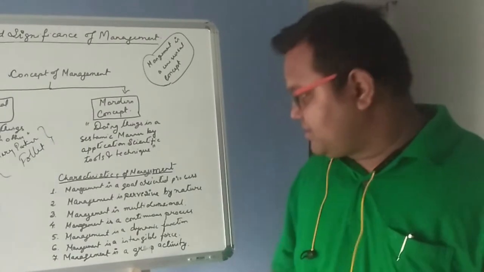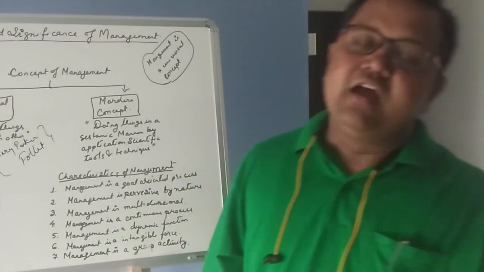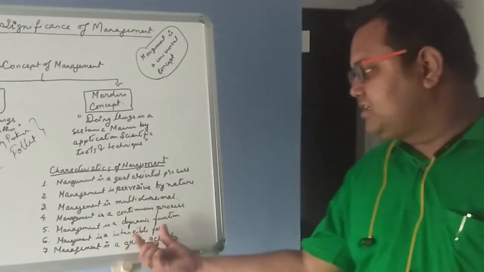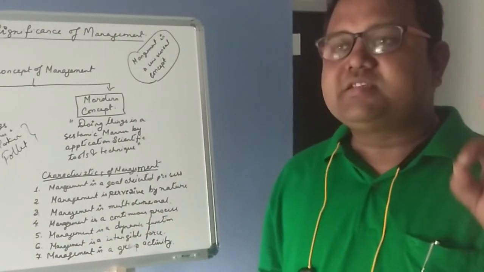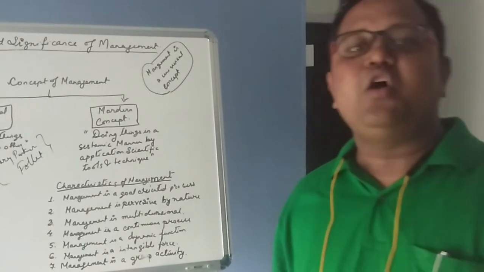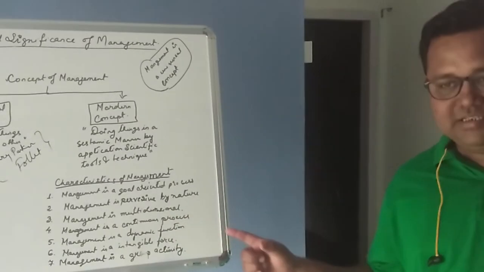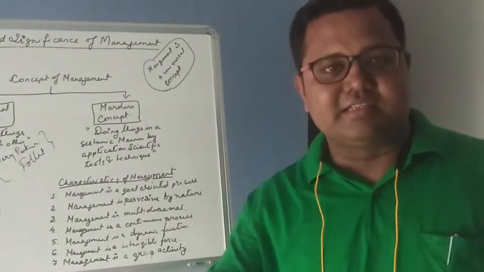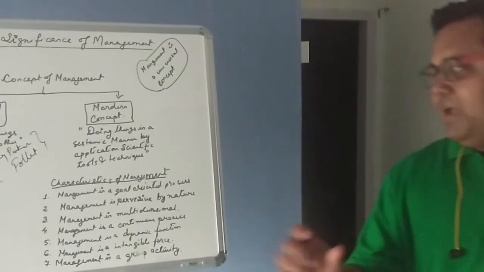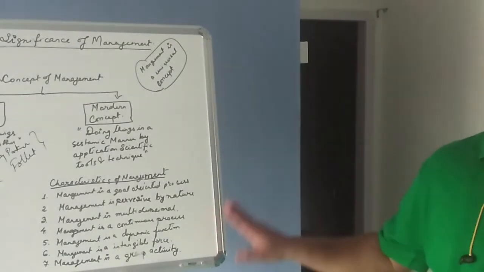Number 6 point is management is an intangible force. Intangible force means, you already have the term in accountancy in HS first year, intangible assets. Here the term intangible means what? Which cannot be seen or touched with our naked eyes or naked hands. It does not have any physical existence, but it has an effect. Application of management gives a result, whether it is a good result or a bad result. That is the effect it gives, but it cannot be touched or seen. Therefore, it is an intangible force.